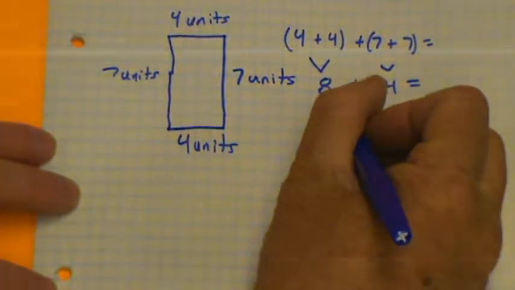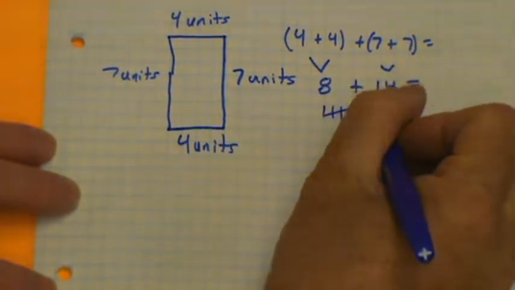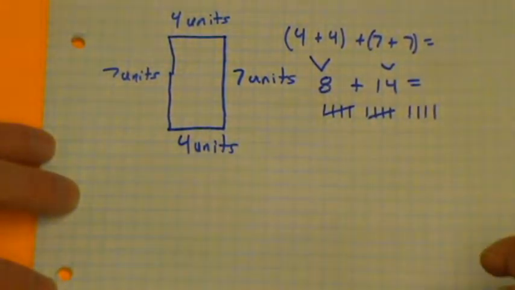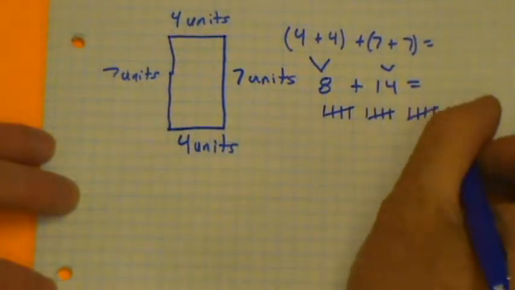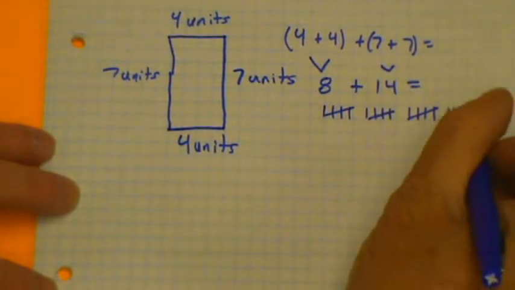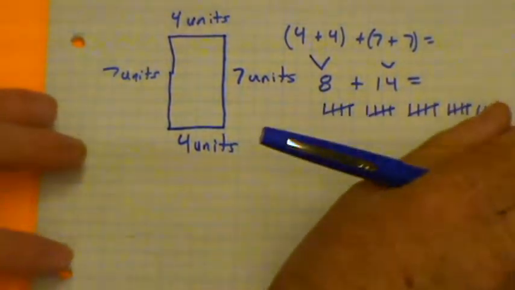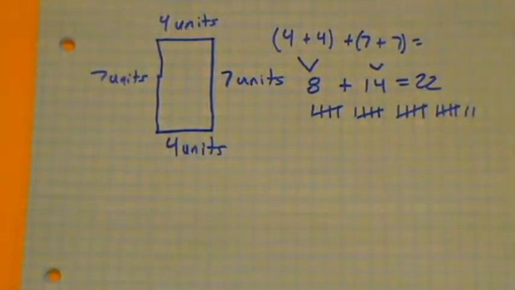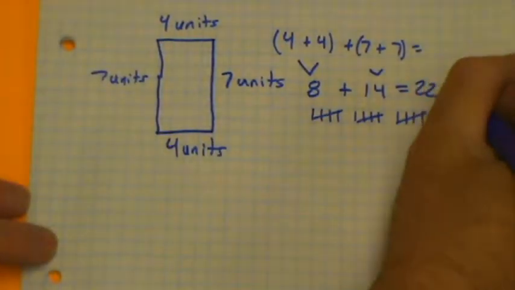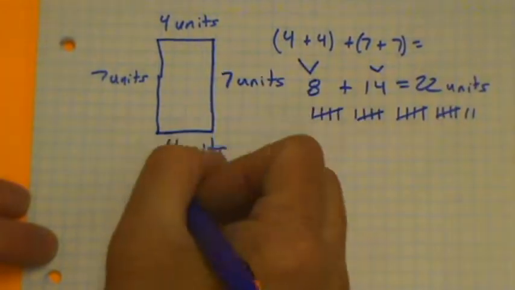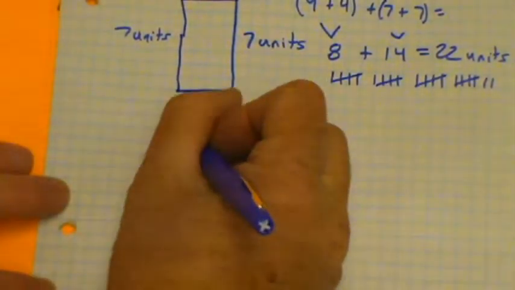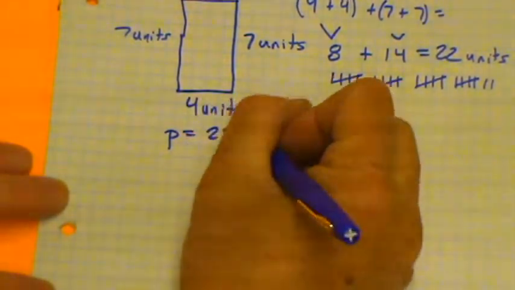We have 1, 2, 3, 4, 5, 6, 7, 8, 9, 10, 11, 12, 13, 14. And now let's add on 8. 1, 2, 3, 4, 5, 6, 7, 8. It worked out perfectly. I knew it was 5, 10, 15, 20, 22. And I hope you do too. But now we have to label what it is. And it's 22 units. So down here we'll put perimeter. We patrolled the perimeter equals 22 units.